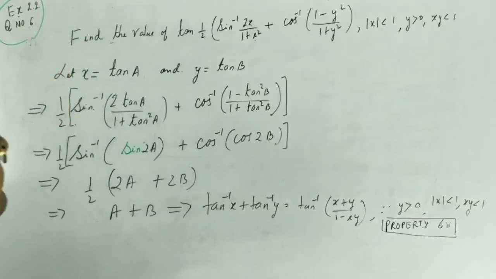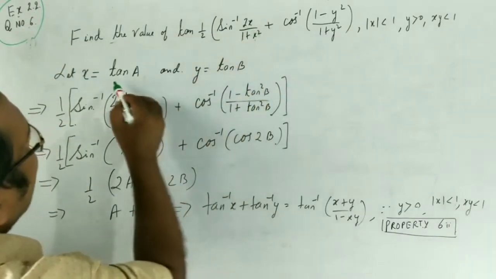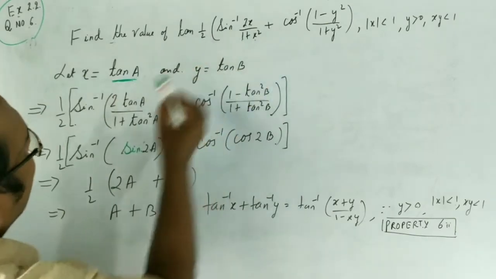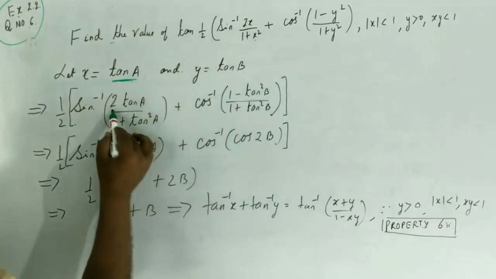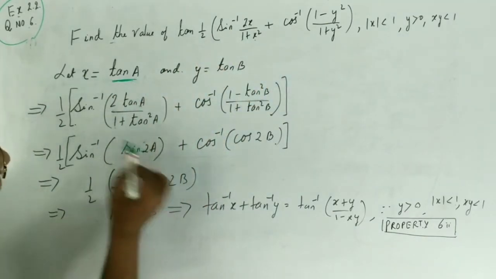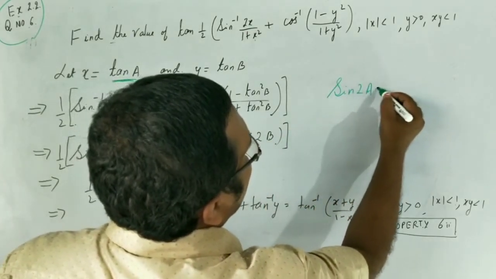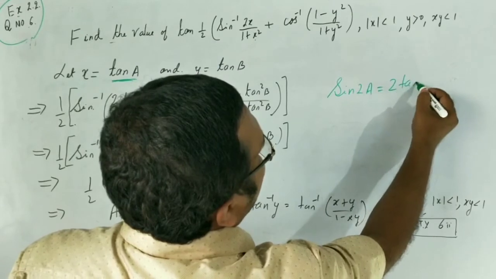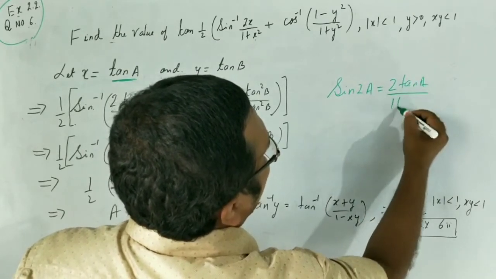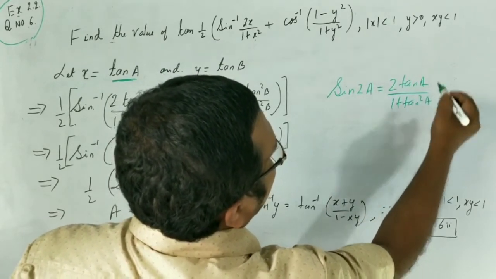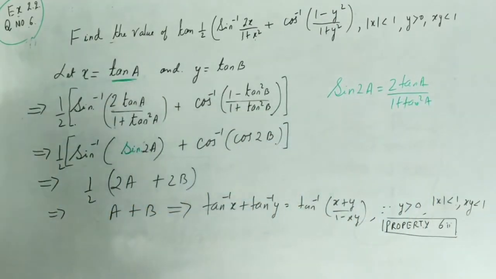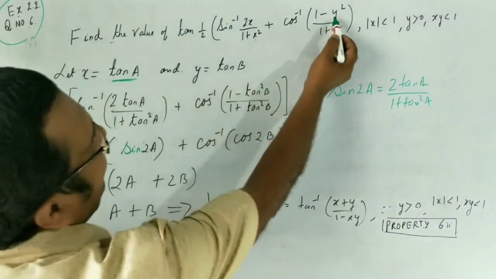2.2. Now I take x as tan A. This I will tell you. 2 tan A by 1 plus tan square A is sin 2A. You know, sin 2A is equal to 2 tan A by 1 plus tan square A. Similarly, y I take as tan B.